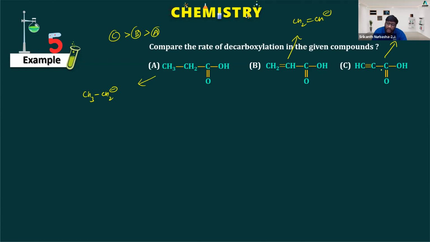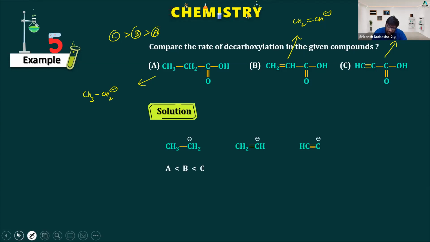Because a more electronegative atom possessing negative charge is more stable. So C, then B, then A. That's the right order, C greater than B greater than A, because sp hybridized carbon is more electronegative, and a more electronegative atom possessing negative charge is more stable.